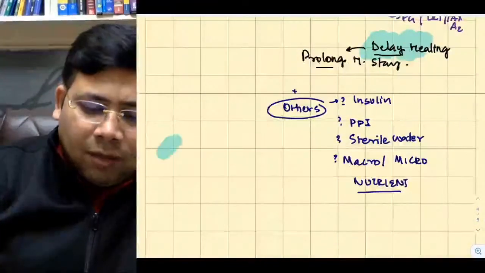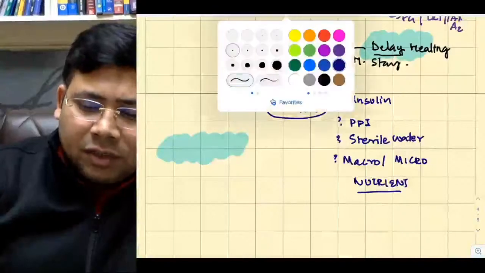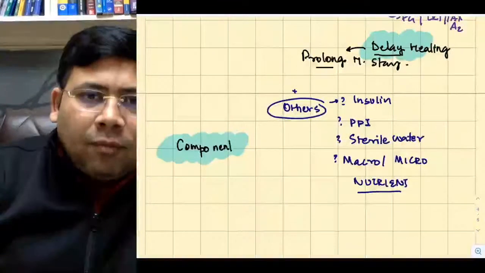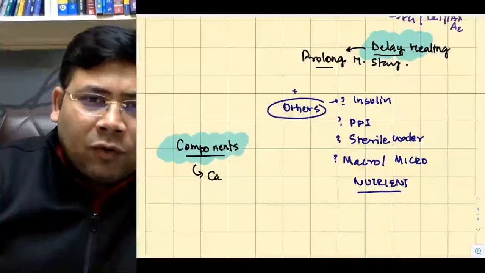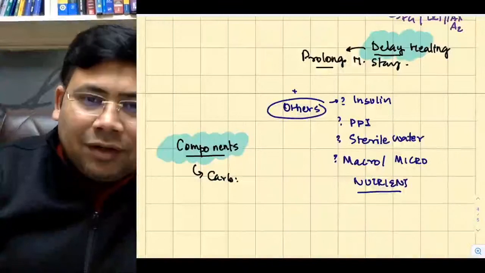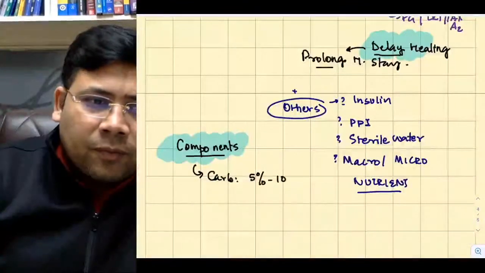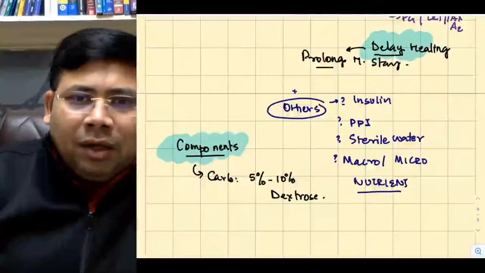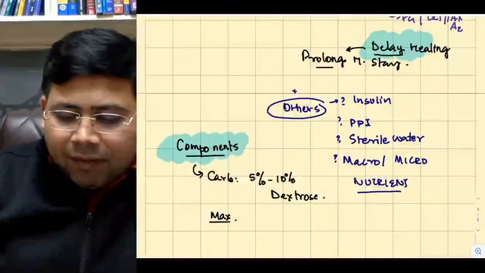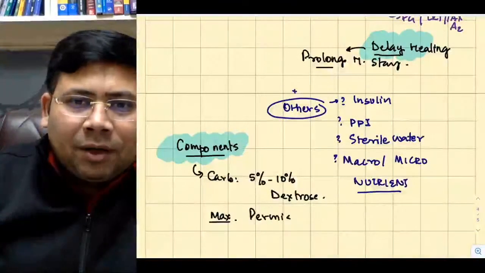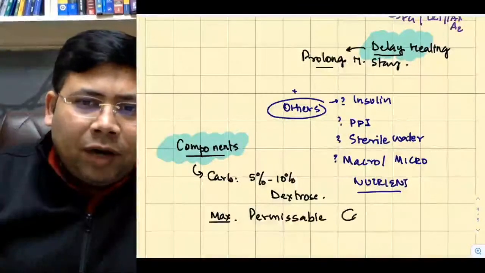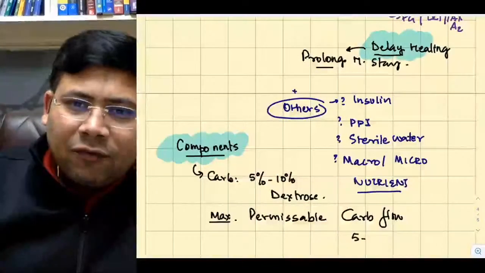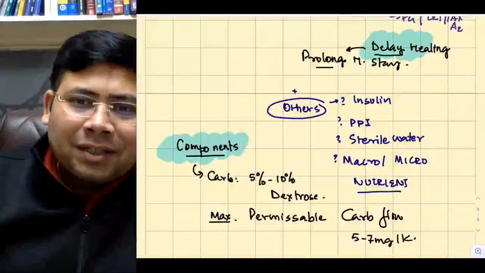If you talk about the components, within 5 minutes we are just going to conclude this parenteral nutrition. The next thing is carb. We take 5% to 10% dextrose. Remember, the maximum permissible carbohydrate flow is 5 to 7 milligram per kg per hour.